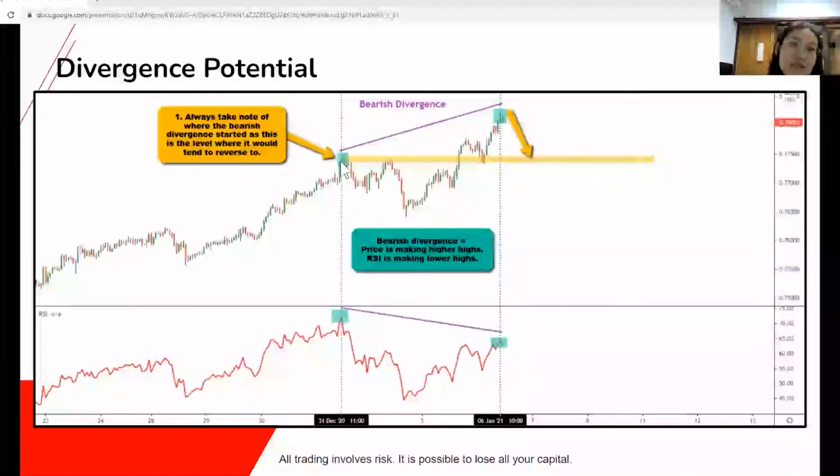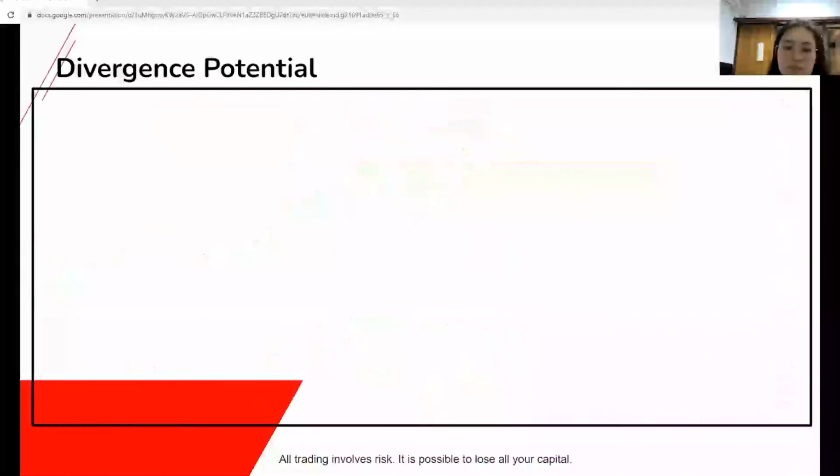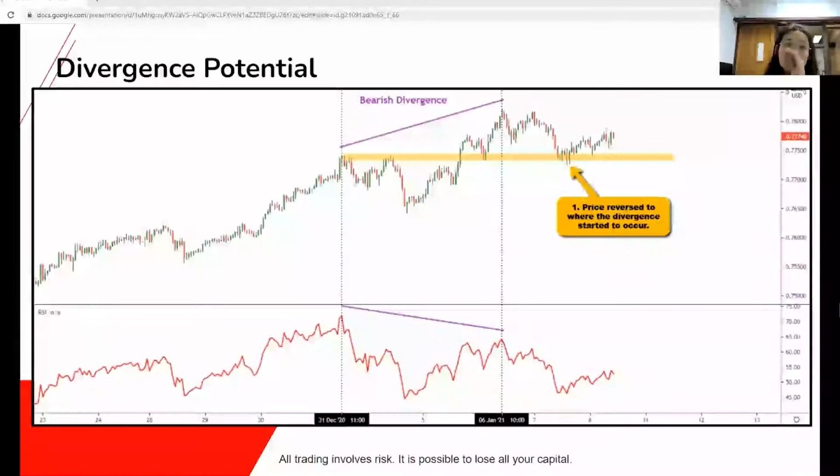So we drew out this vertical dotted line so that it's easier for you guys to see, within that same time frame, the difference in the shape of the chart that you can look out for when you're identifying bullish or bearish divergences. So here's our divergence potential playing out. You can see price reversed to exactly where the divergence started to occur at the yellow highlighted area.